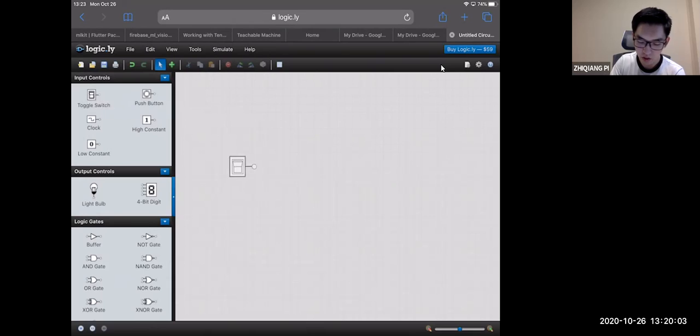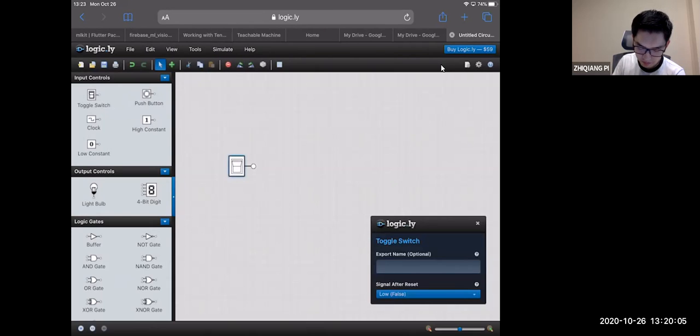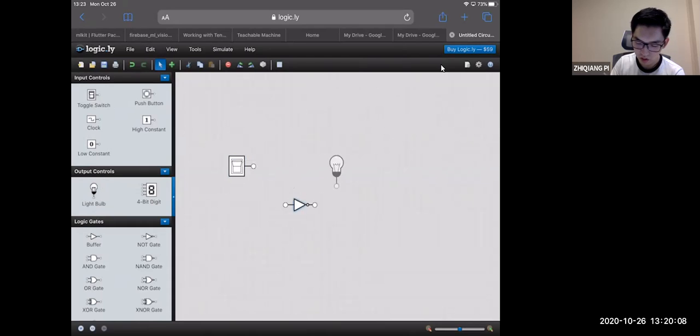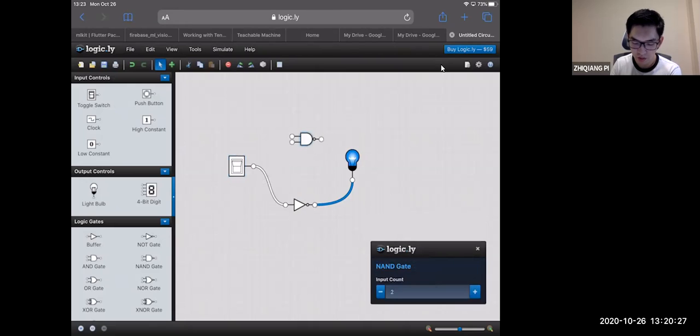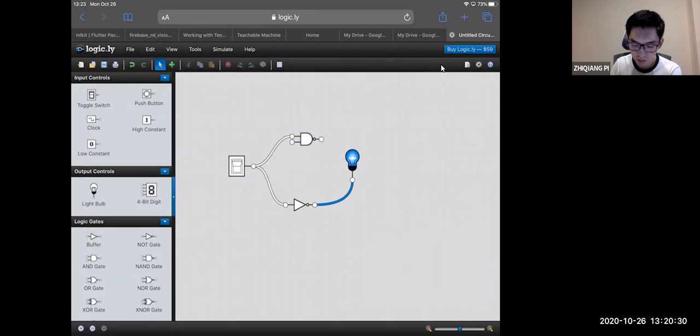So NOT takes in one input and gives one output. Let's link those up. So we can see that it's one when the input is zero, and it's zero when the input is one. So how can we do this with the NAND gate? In fact, it's quite simple. If you just pass in the input to both inputs of the NAND gate, you will construct an output that is equivalent to that of NOT.